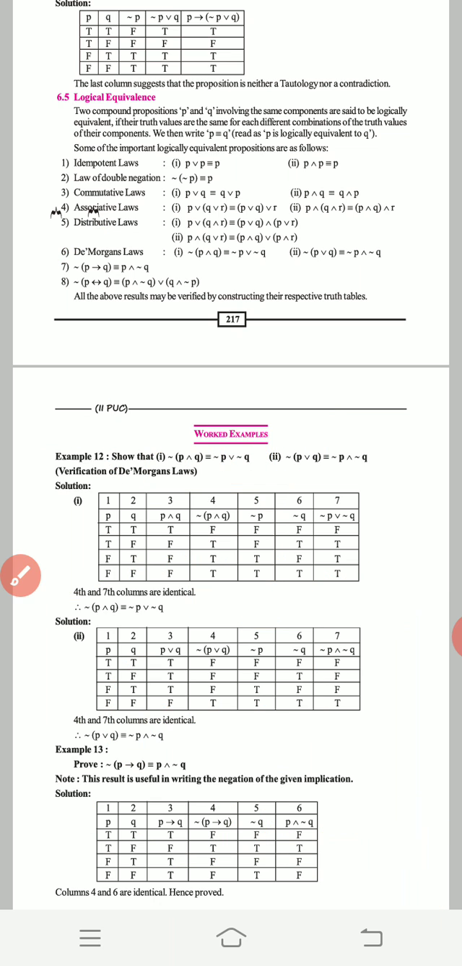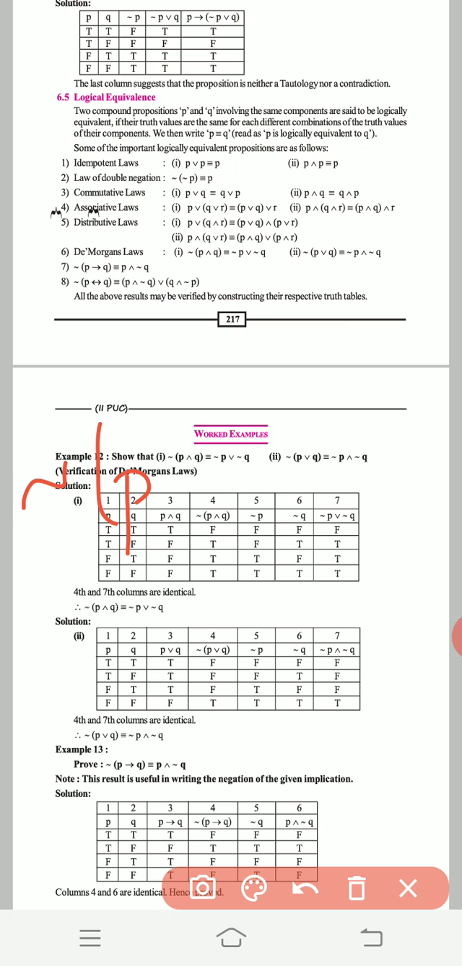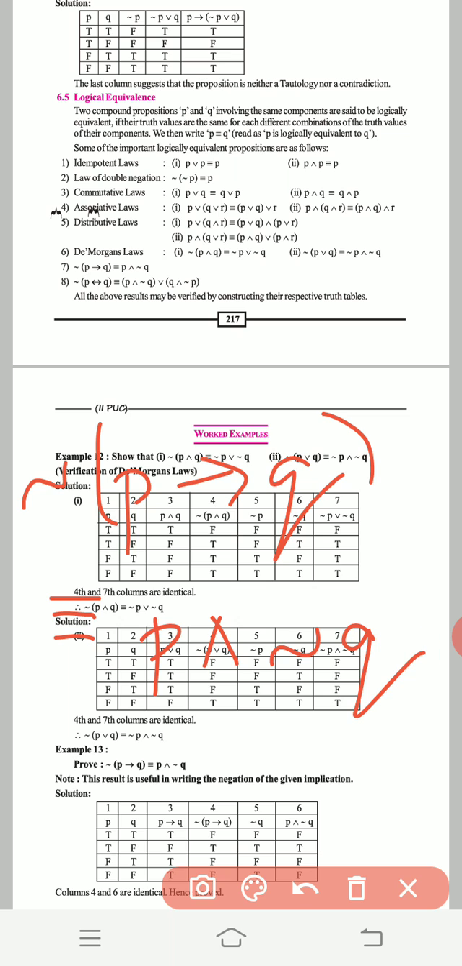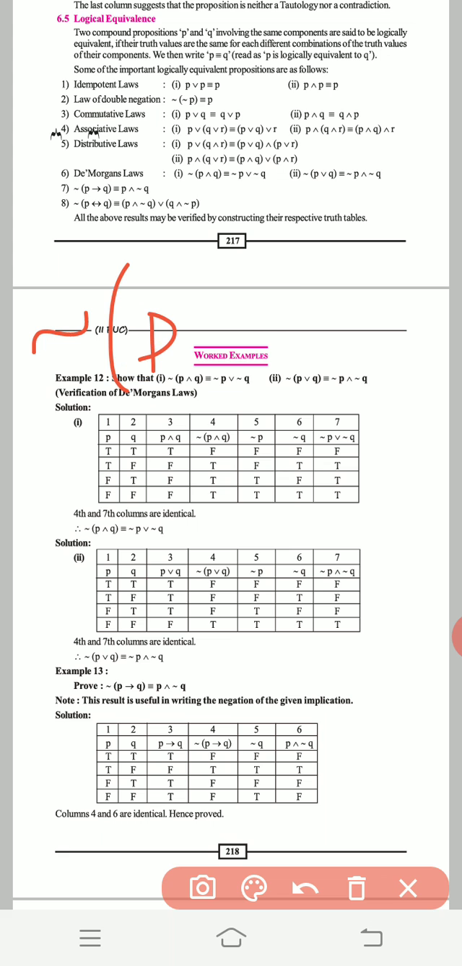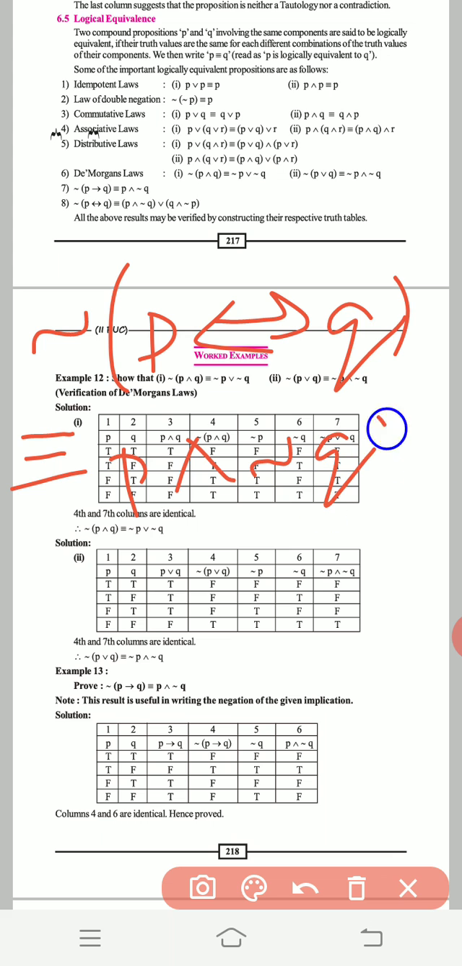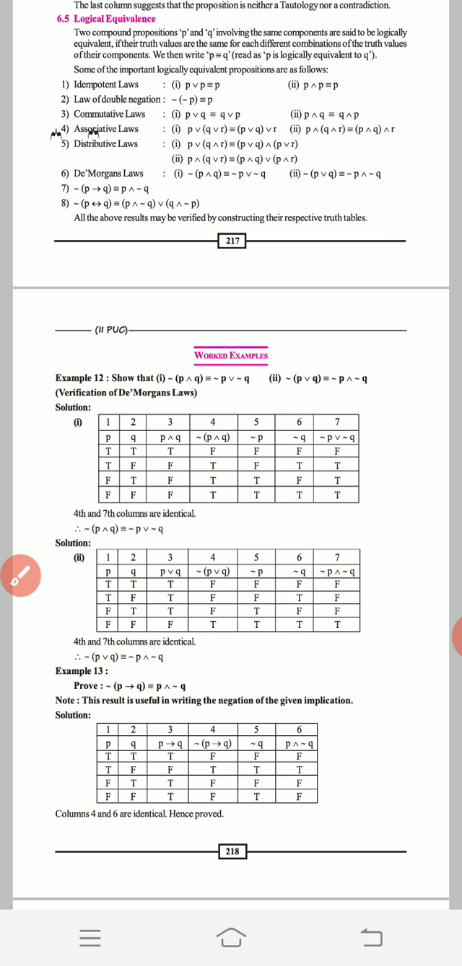See, next, the seventh one: negation of (P implies Q) is logically equivalent to P and negation Q. Next, the last one: negation of (P double implies Q) is logically equal to (P and negation Q) or (Q and negation P). Okay, you have to remember all these laws in order to do the problems.